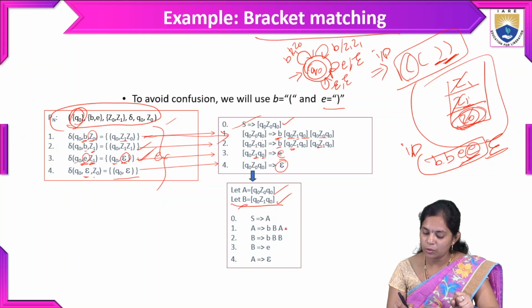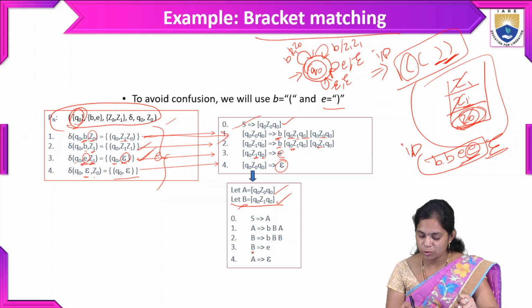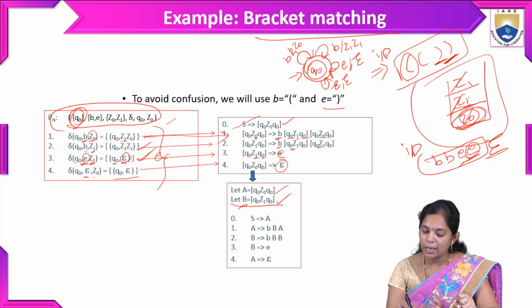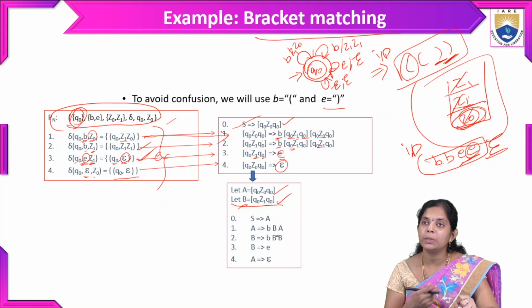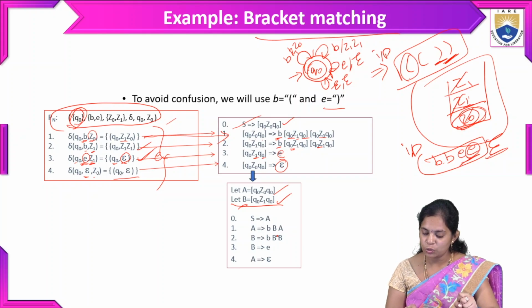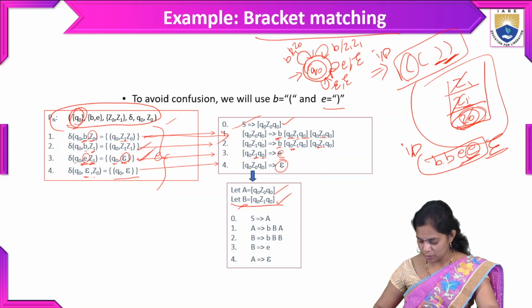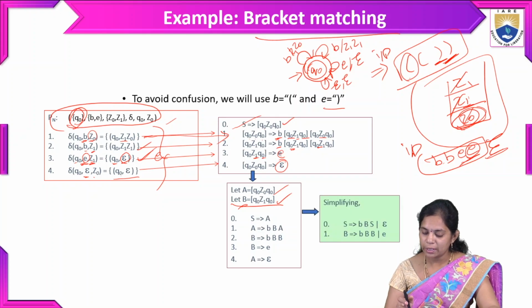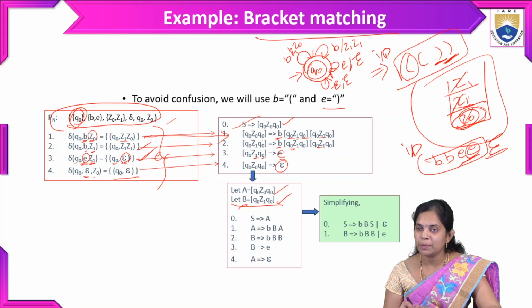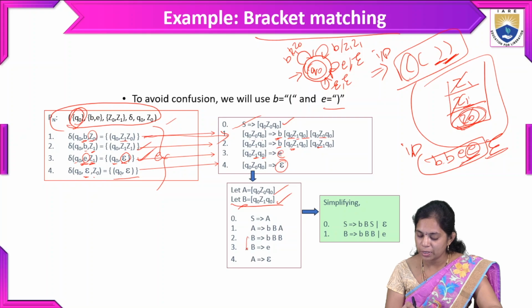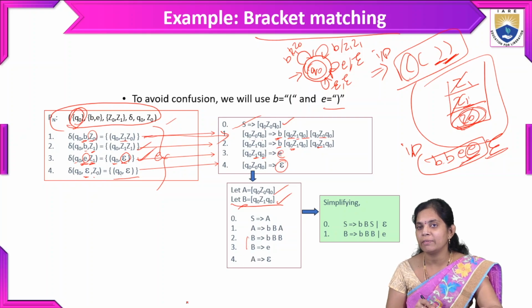And the same thing we are going to represent in the AB form. So here S tends to A, A tends to B, B tends to BB, and B tends to E, and A tends to epsilon. So altogether we'll simplify those equations, because we have two B values which have two productions. So we'll write this one.